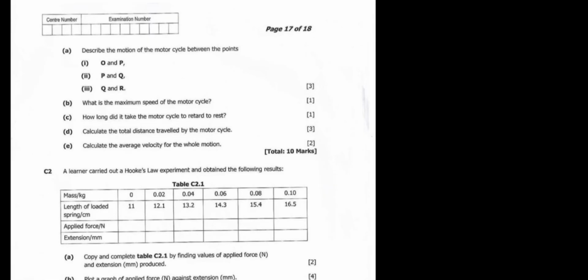Now for section C, we have the first question, which is saying figure C 1.1 below is a velocity time graph representing motion of a motorcycle traveling along a straight road. So this is what we have. This is the velocity time graph showing the movement of this motorcycle. Now, the first question is: describe the motion of the motorcycle between the points O and P, P and Q and Q and R.